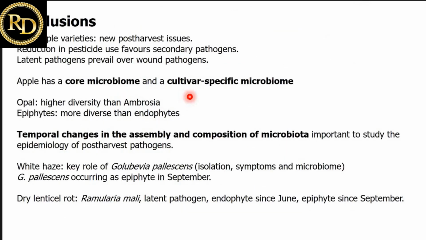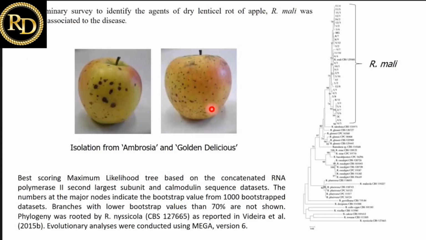Okay, so this is about our study of the microbiome. Last, we developed a diagnostic tool for specific detection of Ramularia mali. This is Ramularia mali on Ambrosia and Golden Delicious. We isolated a lot of strains, and by doing molecular analysis, we found that it was only one species.